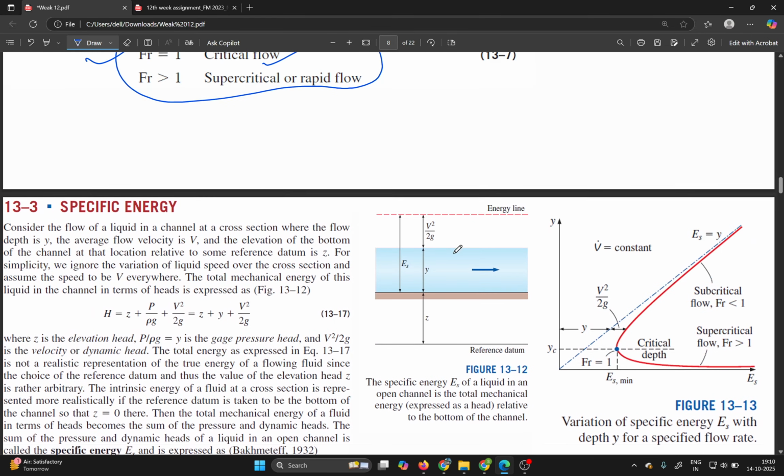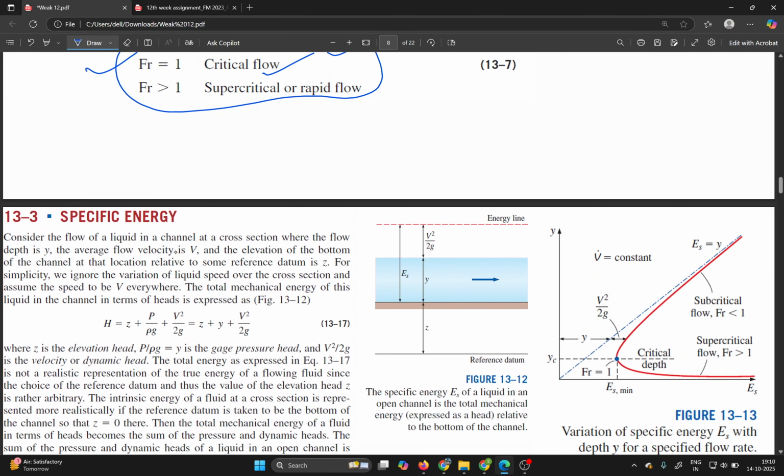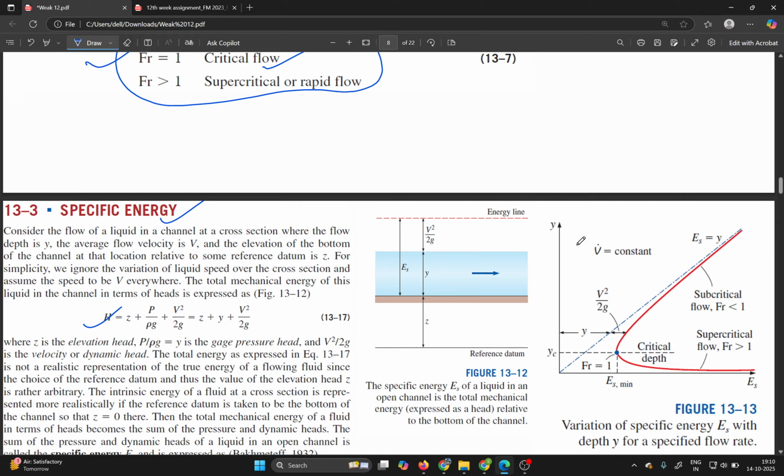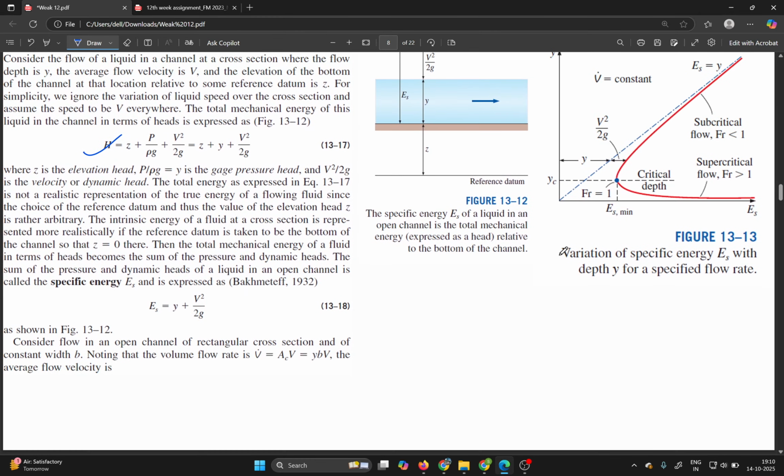And again, I want to show you that the specific energy concept is also given here. What is specific energy in open channel flow?